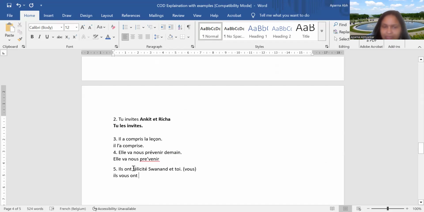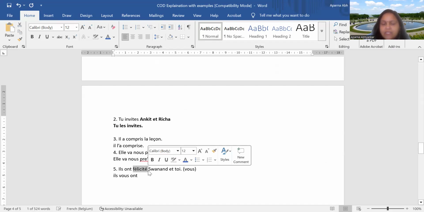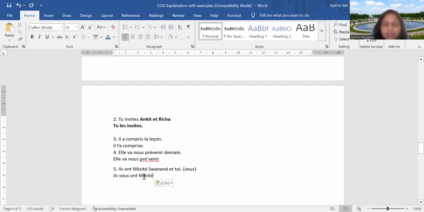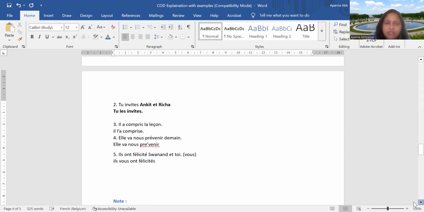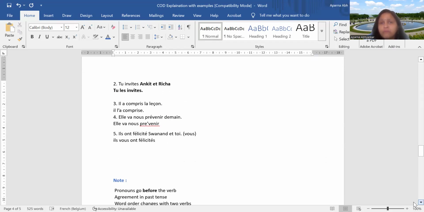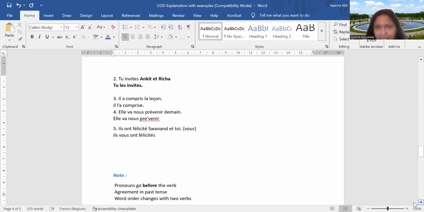We will copy as it is. But here, since it is vous plural, it will be having S at the end. Ils vous ont félicité. The answer will be ils vous ont félicité. Vous is the COD which will come before the auxiliary verb, and félicité will have S since it is vous, it is plural. So I hope you have understood these examples very well.